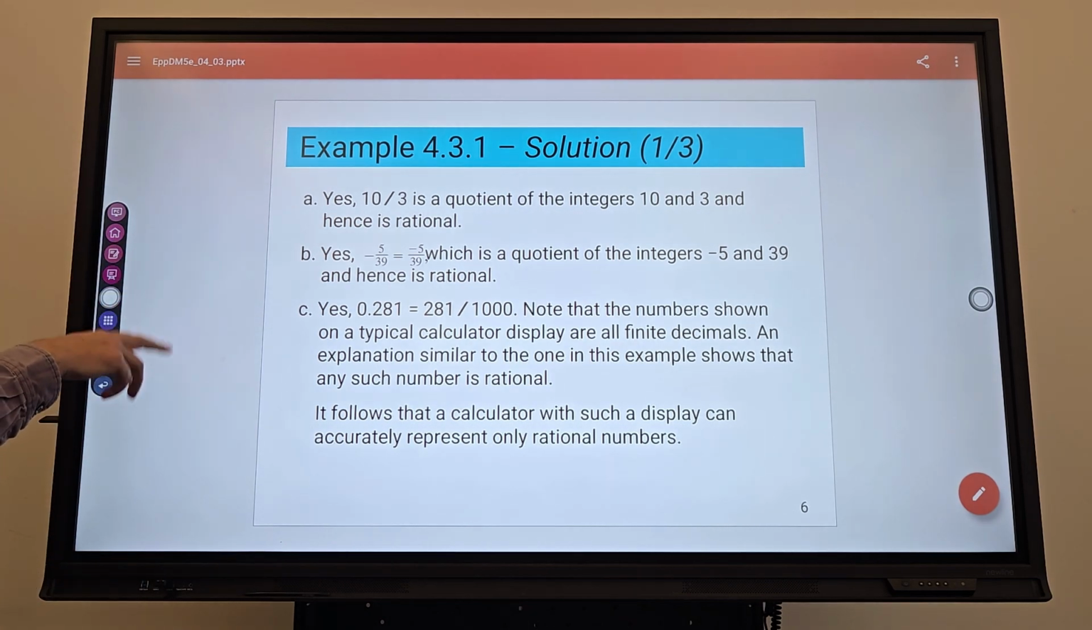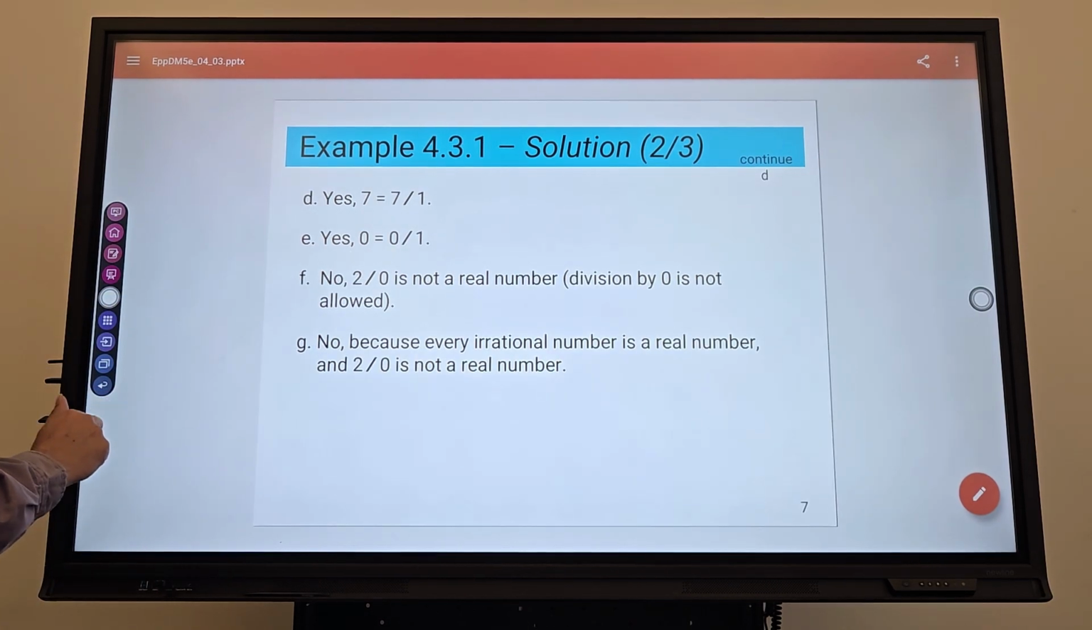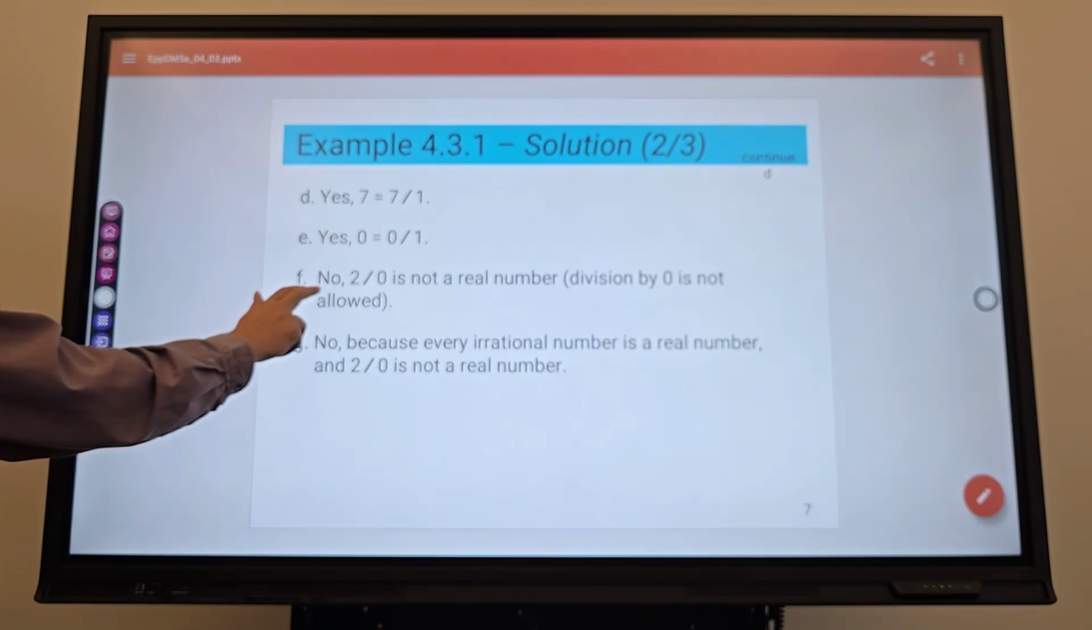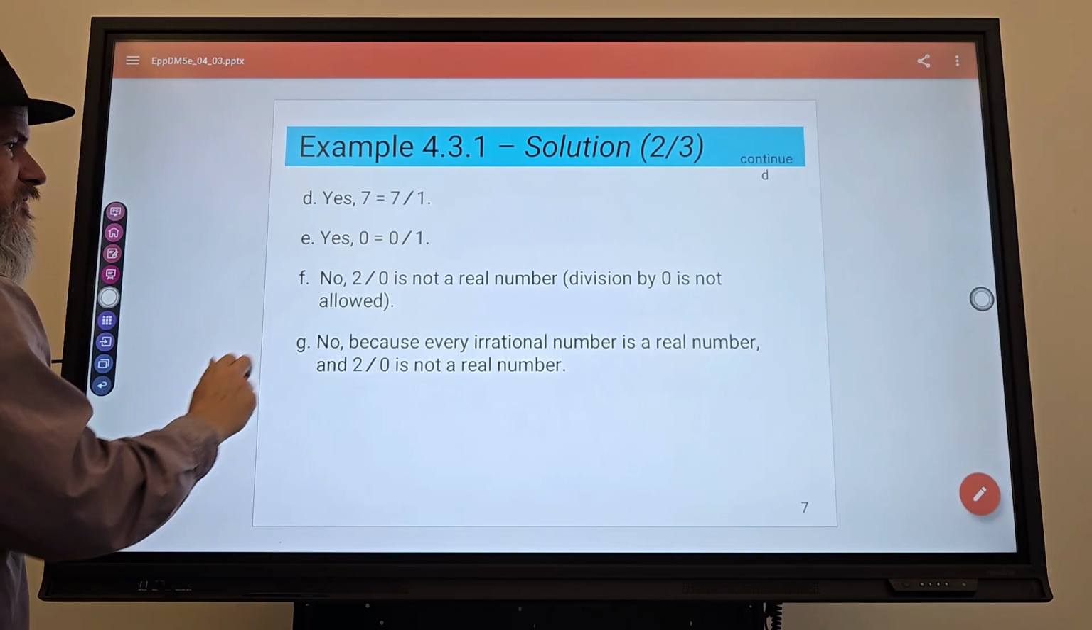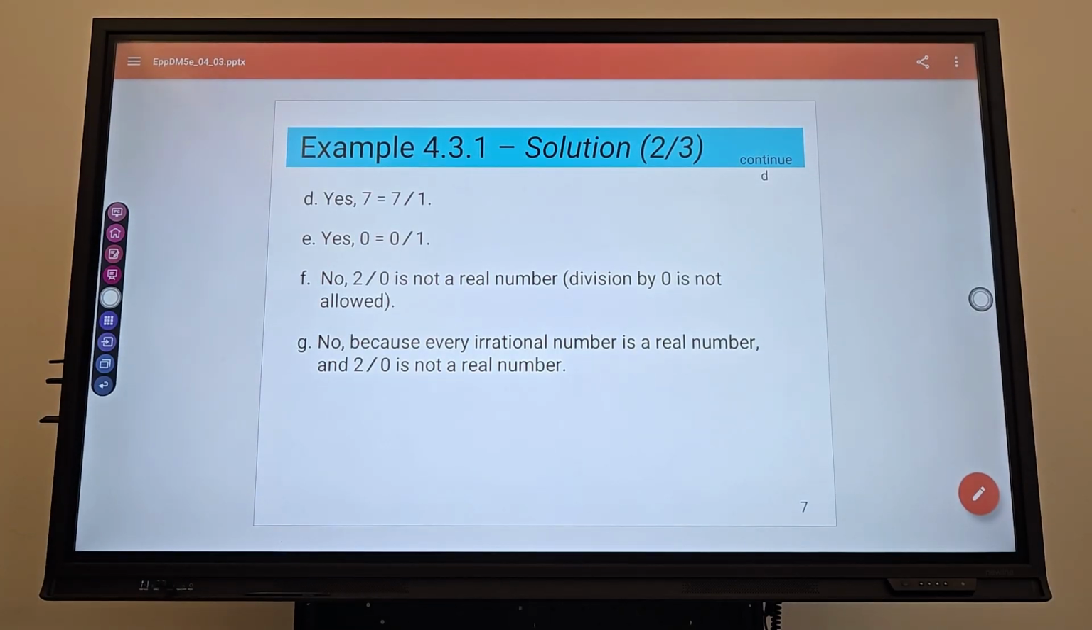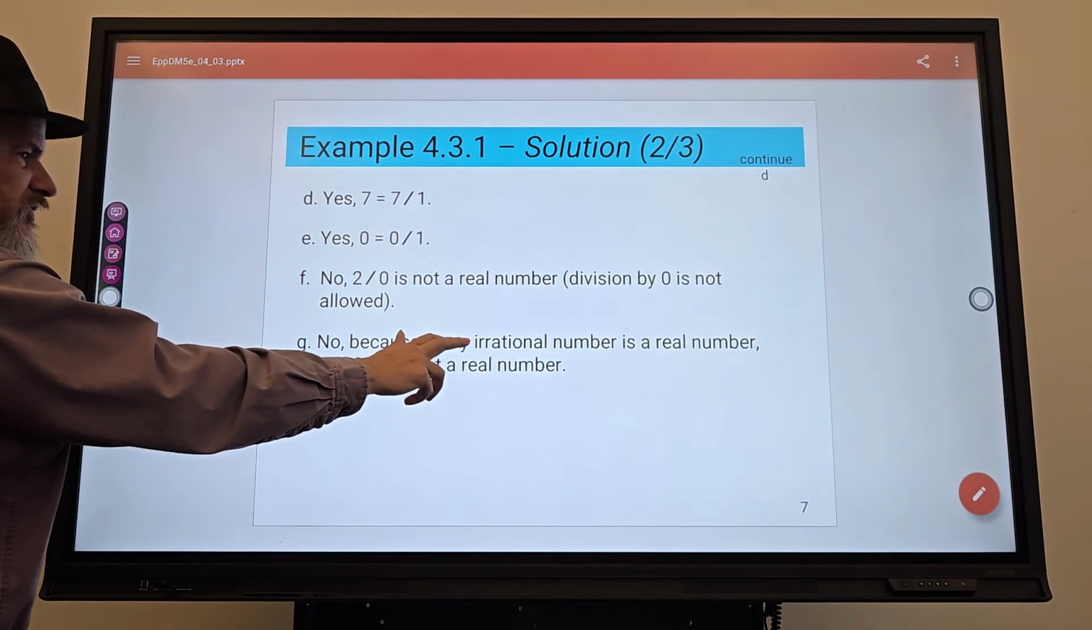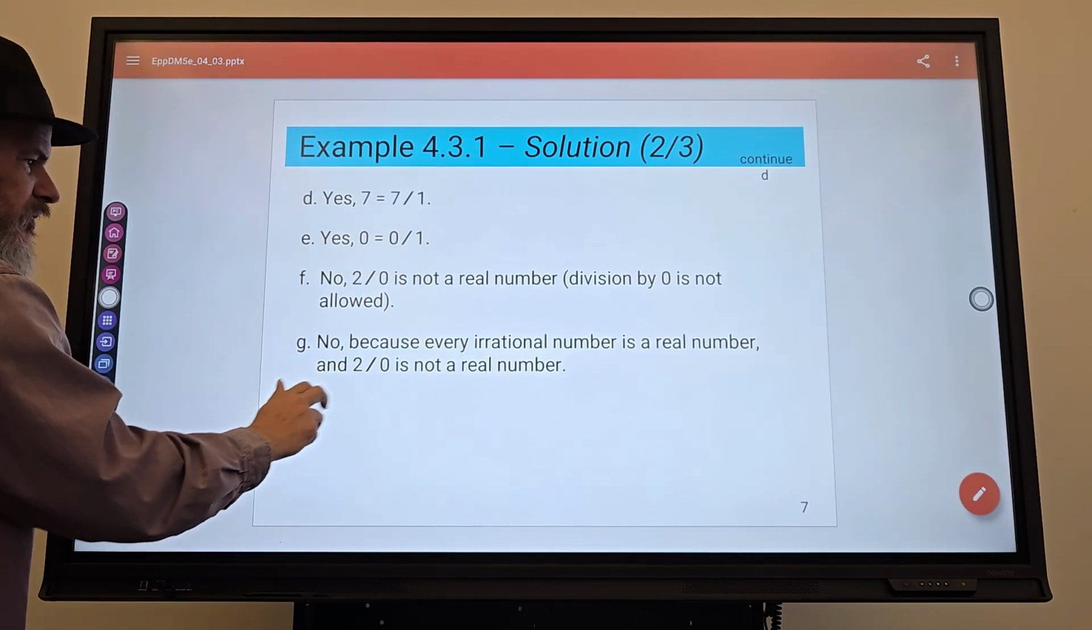So we went through all these, and no, 2 over 0 is not a real number. No, because every irrational number is a real number, and 2 over 0 is not a real number.